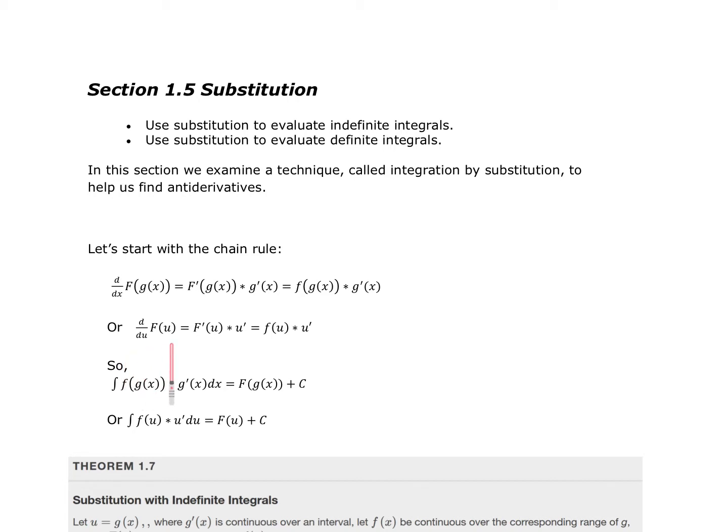Now, if you learned it with u, like when we do d/du of e to the u, then we know this is going to be e to the u, and you might have seen it as u prime. So if you learned it with d/dx of capital F of u, then it is lowercase f of u multiplied by u prime.